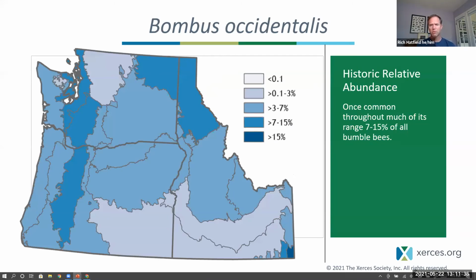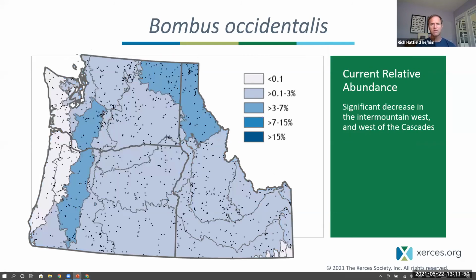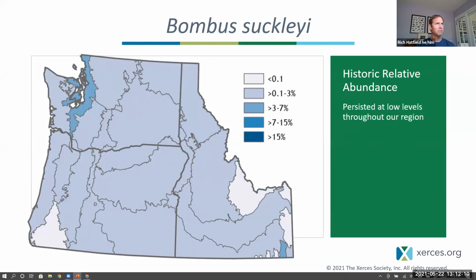One of them is the Western bumblebee, whose historic relative abundance was relatively high, between sort of 3 and 15% of all bees that we would find in much of the Pacific Northwest. Used to be this species. And now throughout most of its range, it's less than 3%. So we've lost a significant number of these bees, it seems like. While they seem to be persisting in many areas, although notably absent west of the Cascade Sierra Crest, they seem to be somewhat persisting in, but at much lower levels than they did historically.